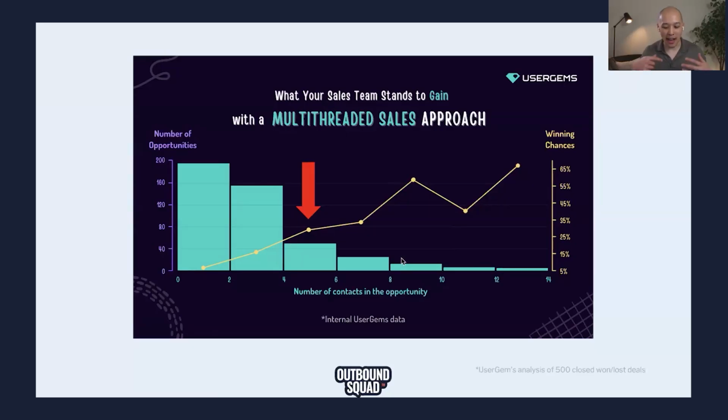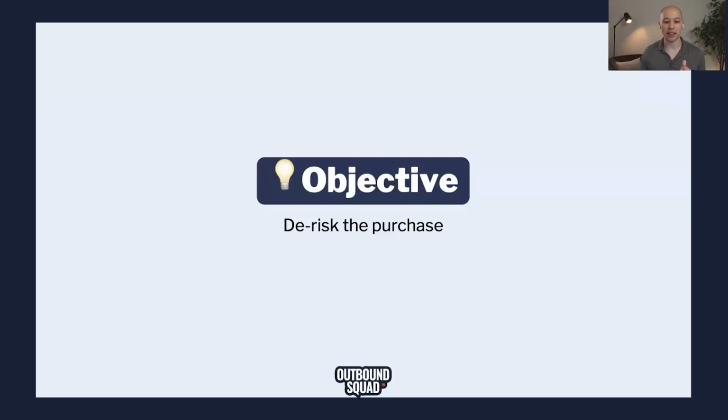I could point to tons of data that shows something very similar to what you see on the screen. I think all of us inherently understand that the more of the right people that we get attached to a deal, that know about what's going on, that care about the problem, that want to solve it, the higher our win rates. And that's exactly what this graph represents, across hundreds of opportunities that UserGem studied. The more of the right people that we have involved, in yellow, that line there, the higher the win rate. So what I want to first talk about is the objective of multi-threading.